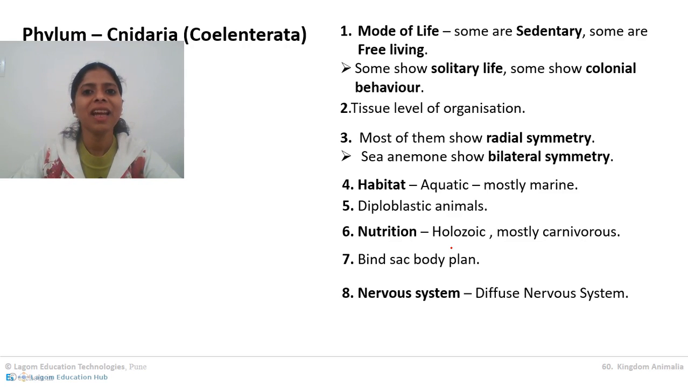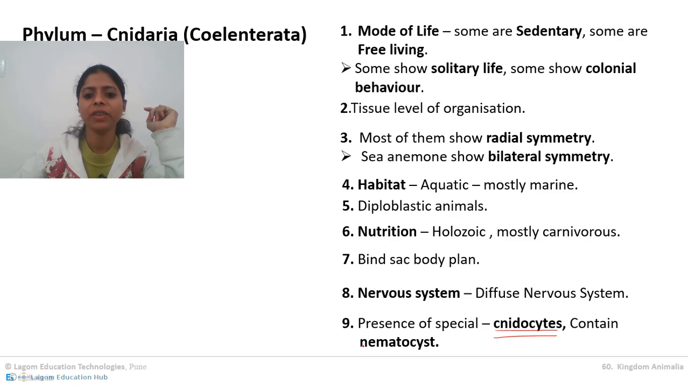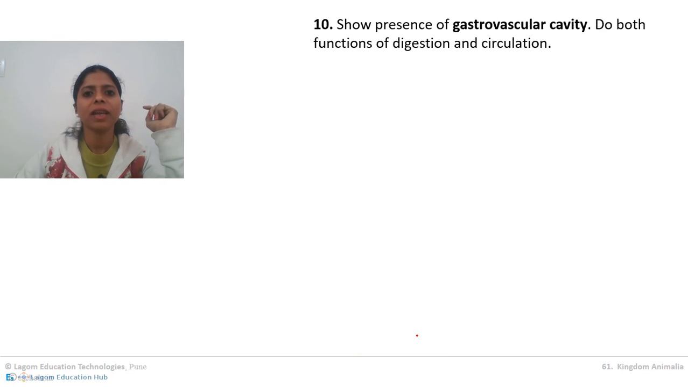Then they have a diffuse type of nervous system, which is the simplest type of nervous system. They have small neurons distributed here and there in their body, but there is very little coordination between them. So such a nervous system is called a diffuse type of nervous system. Then they show the presence of cnidocytes, which contain nematocysts. Understanding? Then the next characteristic is the presence of a gastrovascular cavity.